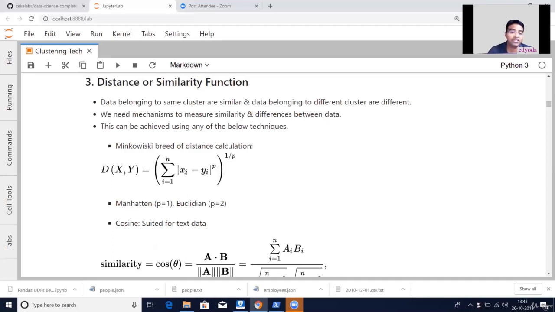Okay, and Minkowski is the superset of it. If p is equal to 1, it's Manhattan. If p is equal to 2, it's Euclidean. Okay. Another technique is cosine distance.